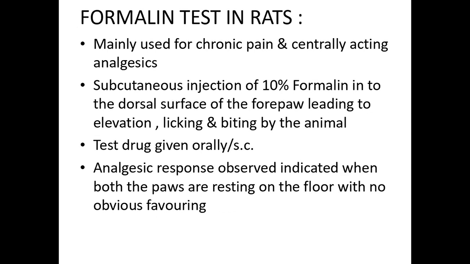Then another test is formalin test in rats, mainly used for chronic pain and centrally acting analgesics, with subcutaneous injection of 10% formalin into the dorsal surface of the forepaw, leading to the elevation, licking, and biting by the animal. The test drug is given orally or subcutaneously. Analgesic response is indicated when both the paws are resting on the floor with no obvious favoring. So this is the formalin test in rats. These are the chemical methods. Then coming to electrical methods.